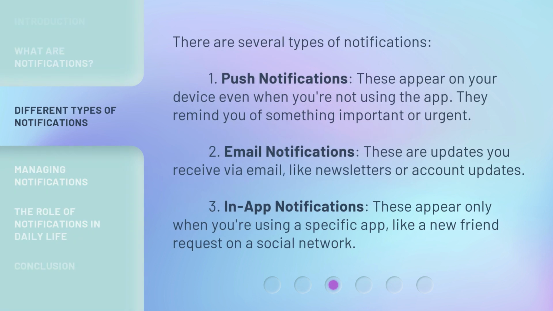There are several types of notifications. 1. Push notifications. These appear on your device even when you're not using the app. They remind you of something important or urgent. 2. Email notifications. These are updates you receive via email, like newsletters or account updates. 3. In-app notifications. These appear only when you're using a specific app, like a new friend request on a social network.